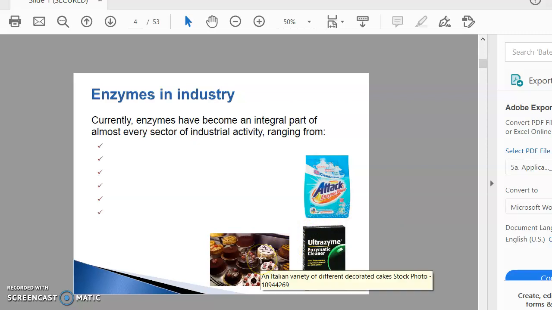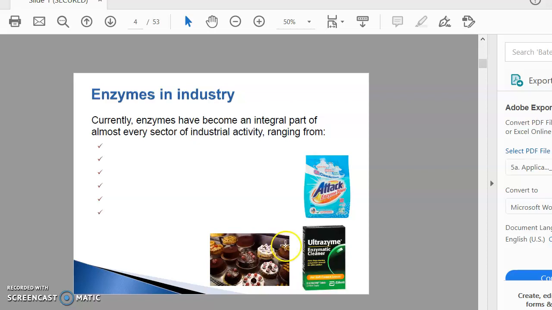Enzyme is also used in baking, because when we do baking we use a lot of carbohydrate, for example sugar. By using certain enzymes that can convert the carbohydrate or sometimes protein, we can improve the texture, the taste and the outlook of the baking products. For example, we use amylase to produce dextrin that can be used to make the glazing, the shining component of the cake.